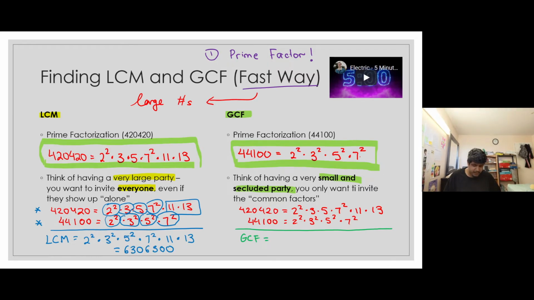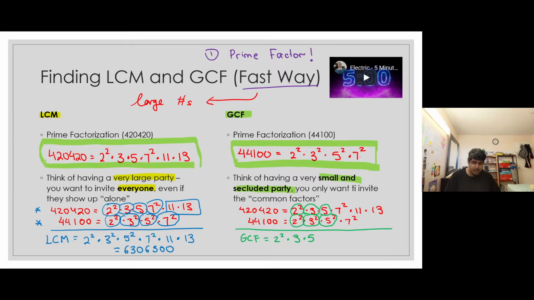We again have a number of choices. Between 2 squared and 2 squared, there's really no option, so we're just going to take 2 squared. But now we have a good choice between 3 and 3 squared. What shall we pick? Well, for 3, we're going to go with the small and secluded party. We're going to go only up to 3. We will not choose a 3 squared like we did for the LCM example. Same thing for 5. We're only going to pick up 5 because we have a choice of having only one guy in our party versus having 2 people in our party.